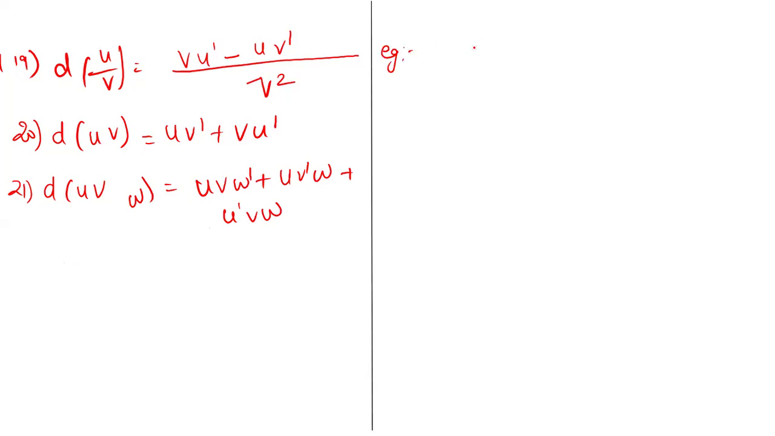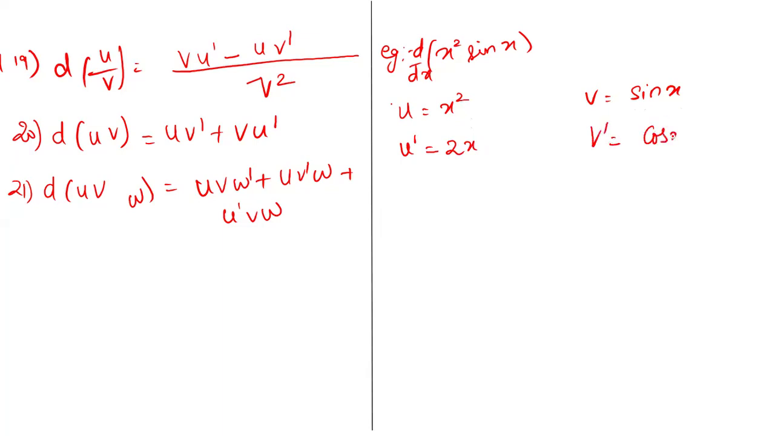Suppose you have a term like x square sin x, and you want its differentiation. Initially, just write what is your u. Always take the first thing as your u; this is not compulsory. So u is x square and v is sin x. If you differentiate u, u dash will be by the power rule. Always use the power rule if you find a power. 2 times x power 1, which is 2x. And v dash will be the differentiation of sin x, which is cos x.